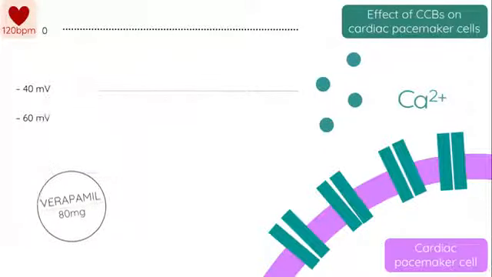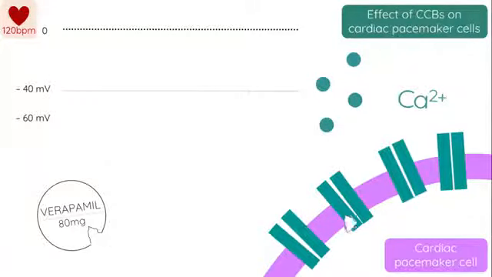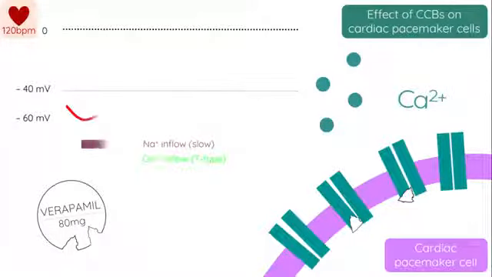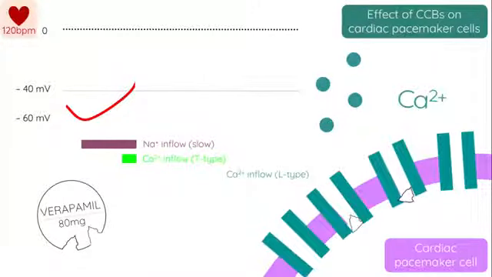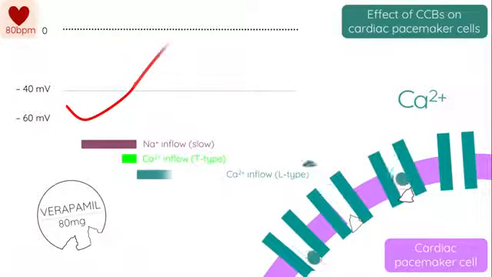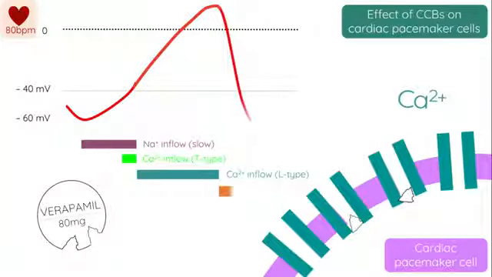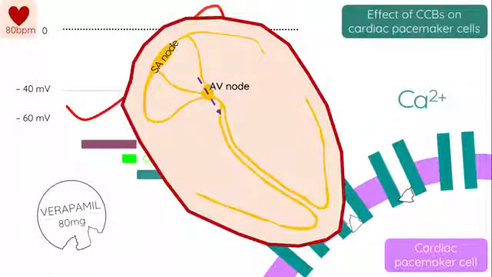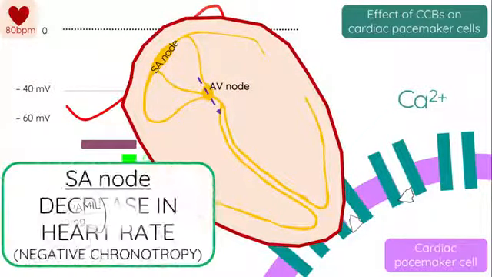Now, if someone with a tachycardia takes verapamil, this blocks some of their L-type calcium channels, meaning it takes slightly longer to generate an action potential, thus slowing the heart rate. So, by slowing action potential conduction at the sinoatrial node, this reduces heart rate, also known as negative chronotropy. And this is why you may have heard of the term rate-limiting calcium channel blockers, of which verapamil is one.